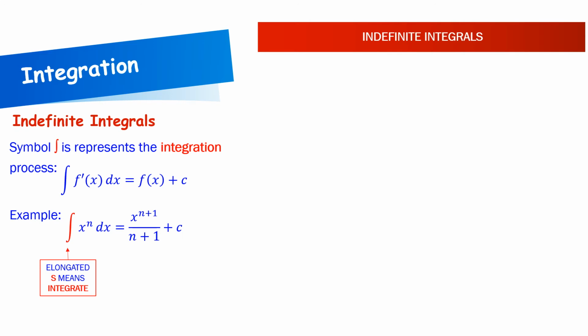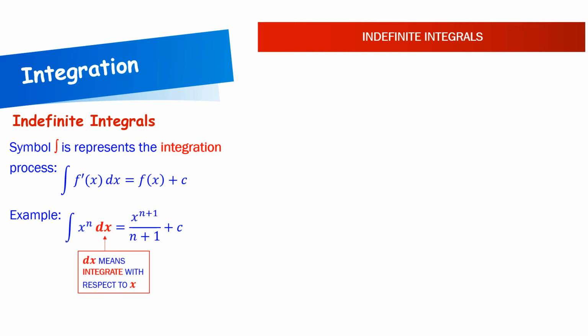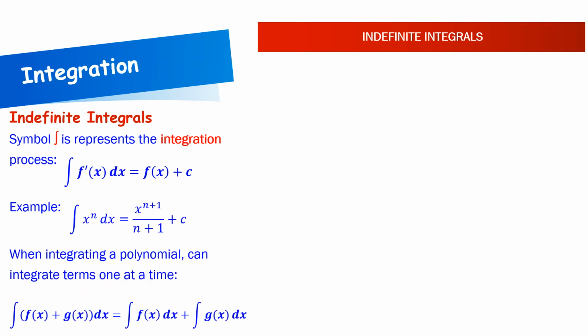So this elongated S means integrate. X to the n, in this example, is the expression which we need to integrate. And dx means integrate with respect to x. When integrating a polynomial, we can integrate terms one at a time. So the integral of f of x plus g of x dx equals the integral of f of x dx plus the integral of g of x dx.